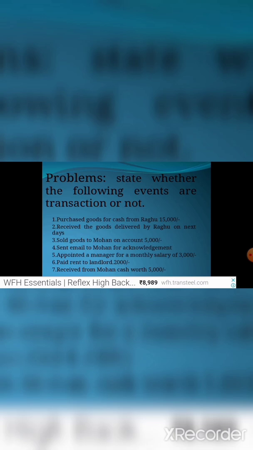Let's see the problem. State whether the following events are transactions or not. Purchase of goods from Raghu, 15,000.